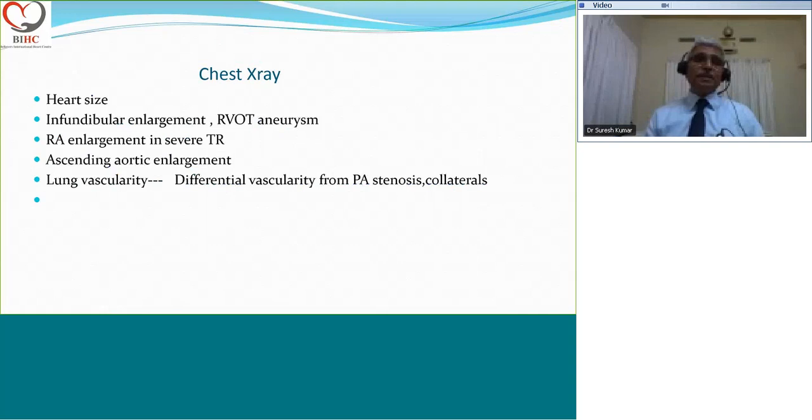In the chest X-ray, you look for the heart size, see whether the RVOT is enlarged, look for any RA enlargement in severe TR, see whether the ascending aorta is enlarged, look for lung vascularity. The vascularity may be different between the two lungs if there is a severe pulmonary arterial stenosis on one side or if there are collaterals.